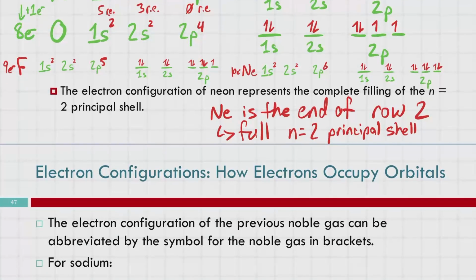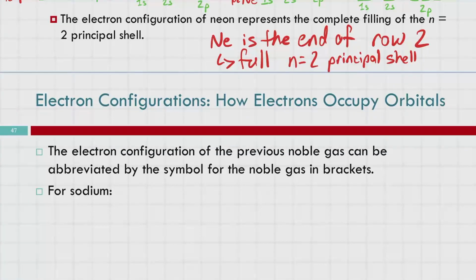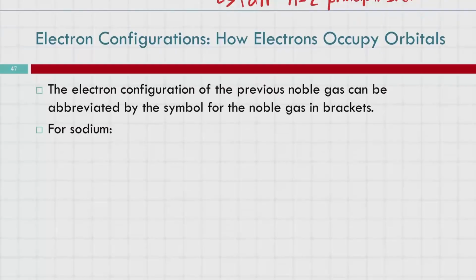And so the reason that we're pointing out that this neon is the end of row 2 and it's a full n equals 2 principal shell, so we can use that as a shortcut. Any of our noble gases, those are the ones over in the far right column, can be used as a shortcut. Any of these: helium, neon, argon, krypton, xenon, etc. We can use the symbol for that in brackets. That'll symbolize everything that's included in the orbital diagram and electron configuration for that noble gas.